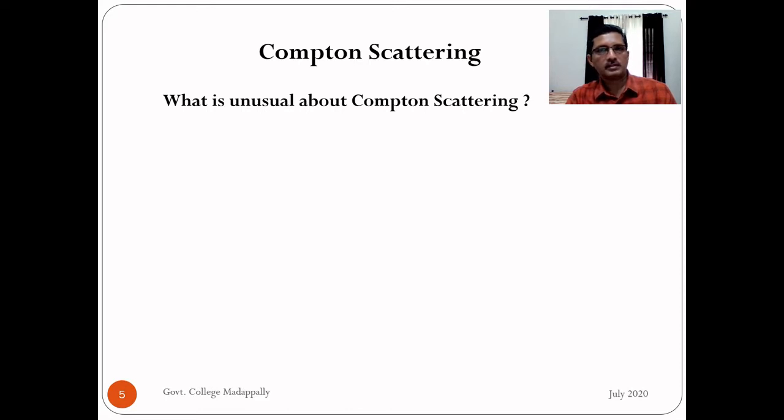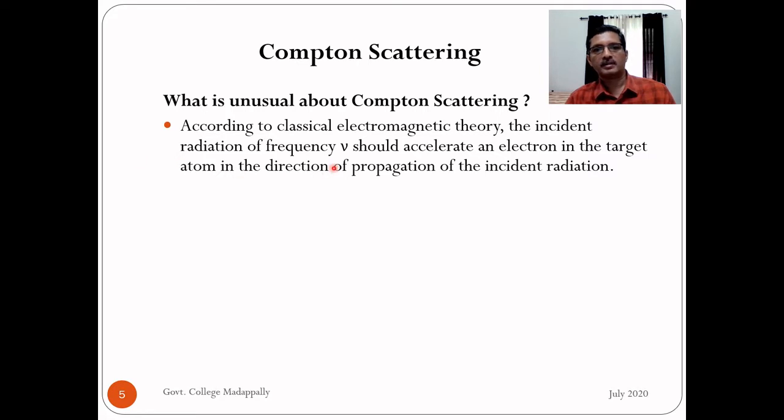Before we go to the details of the theoretical explanation of Compton scattering, let us pause here and ask the question: what is unusual about Compton scattering from the point of view of classical electromagnetic theory? According to classical electromagnetic theory, the incident radiation of frequency nu should accelerate an electron in the target atom in the direction of propagation of the incident radiation. The incident radiation consists of an electric field and a magnetic field, and the oscillating electric field in the electromagnetic wave should accelerate the charged particle, the electron, in the target atom.